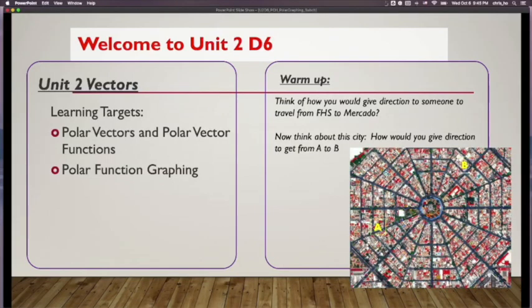Hello students, in this video I'm going to introduce polar vectors and polar vector functions, and closely related to that, how do we plot polar functions.